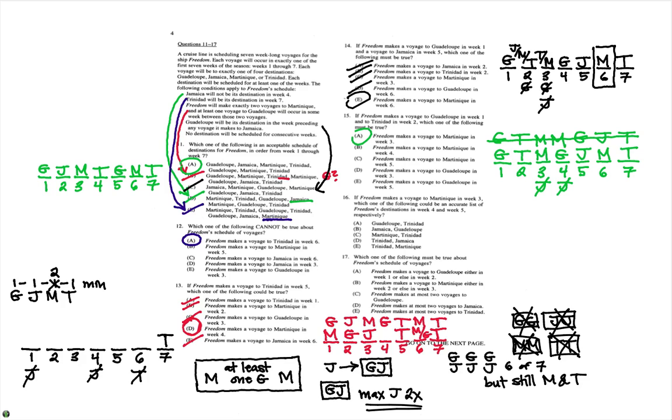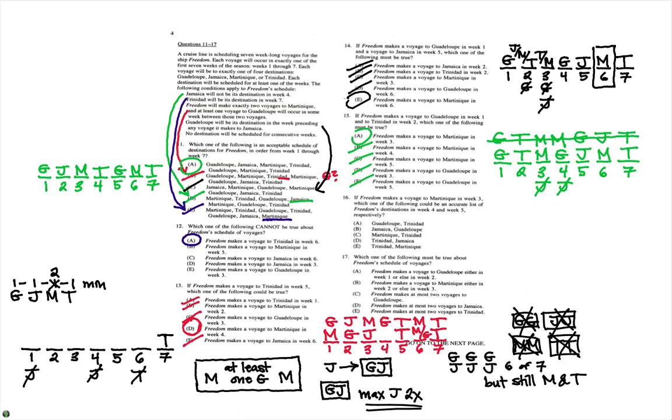You notice the rest of these. B, Freedom makes a voyage to Martinique in week 4. No, Guadeloupe. C, Martinique in week 5. Here it's Jamaica. D, Guadeloupe week 3. Again, has to be Martinique. And E, Guadeloupe in week 5. Again, week 5 must be Jamaica.